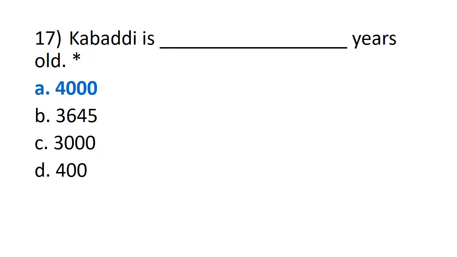The next question is question number 17. Kabaddi is dash years old. Again, in this question you have to recall the number of years. The first option is 4,000, the second option is 3,645 years old, the third option is 3,000 years old, or D is 400. So the right answer is 4,000 years old. So Kabaddi is 4,000 years old. Alright.